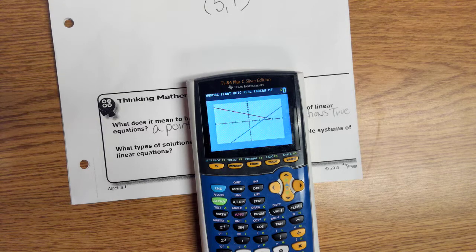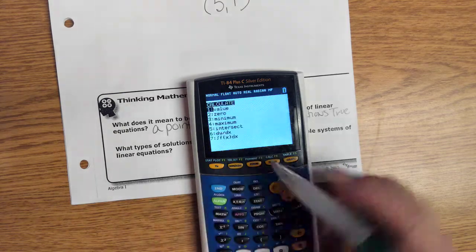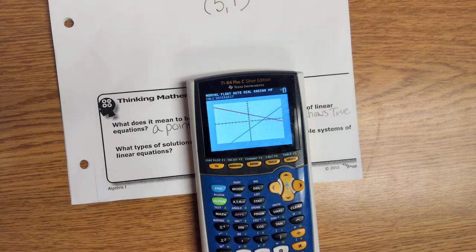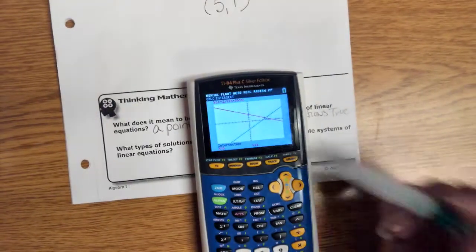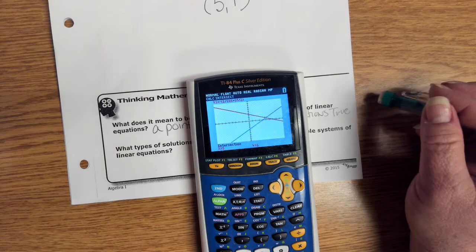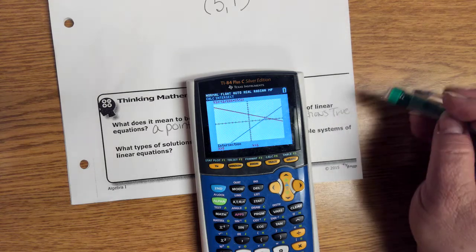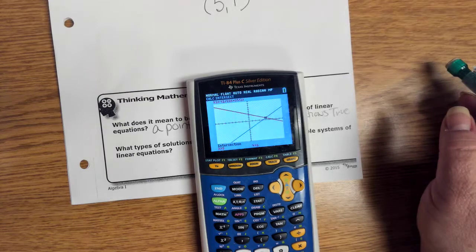Look at that. Isn't that beautiful? So here's another tool in your toolbox. I could hit second, trace. I want the intersection, which is 5. Enter, enter, enter. And I get x is equal to 5, y is equal to 1. There are many different ways now that you have, or you should have, in your toolbox to skin this cat.